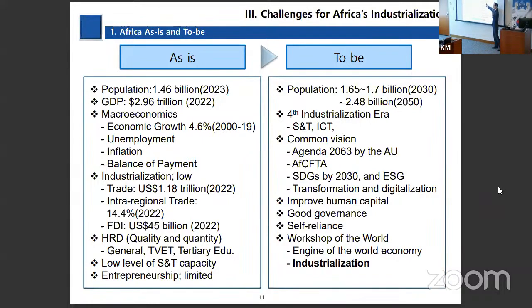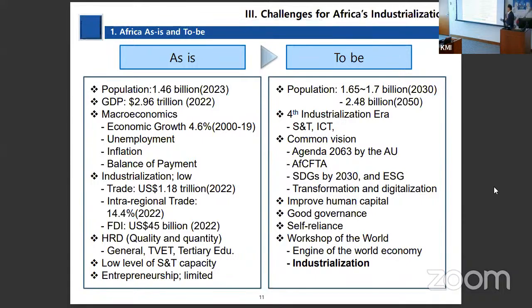Agenda 2063 marks the 100th anniversary of the African Union, which was previously called the OAU, Organization of African Unity. But there is a long way to go. They just started the African Continental Free Trade Area in 2022. And they need to transform, with digitalization, good governance, and self-reliance.